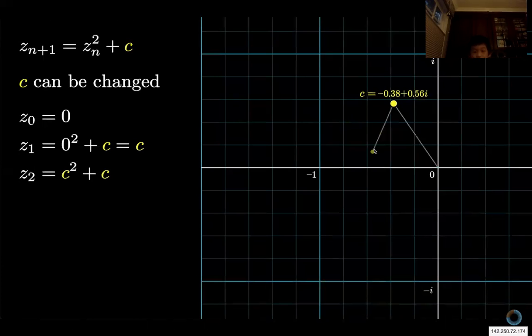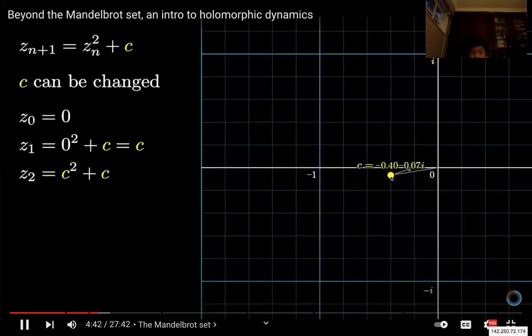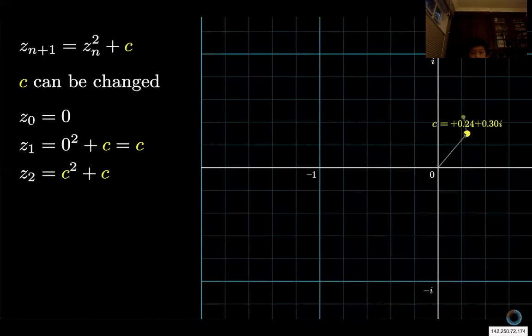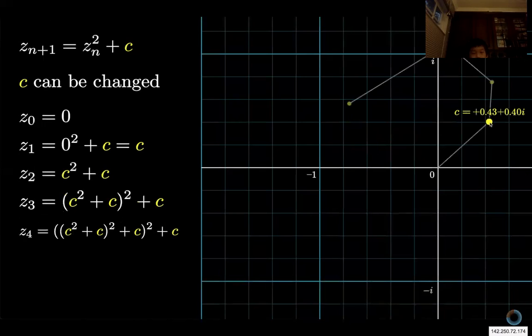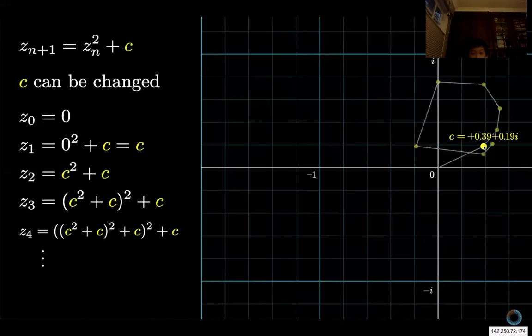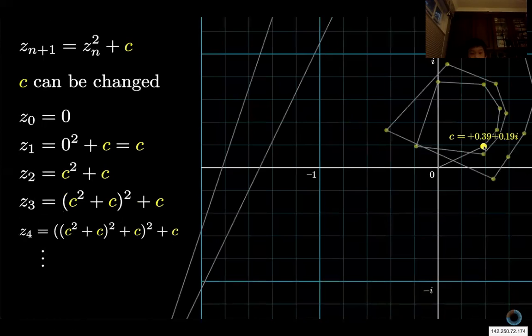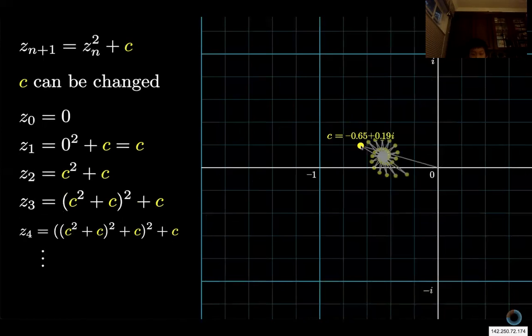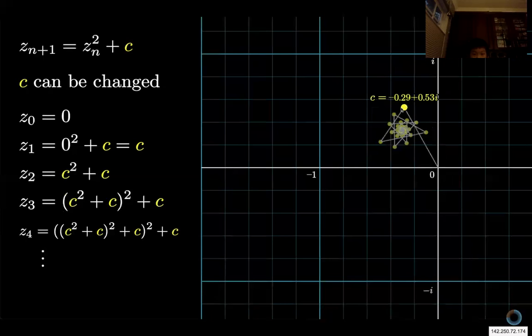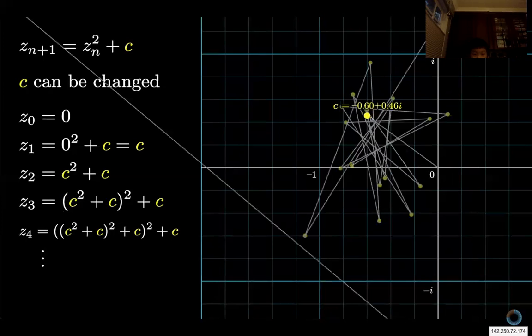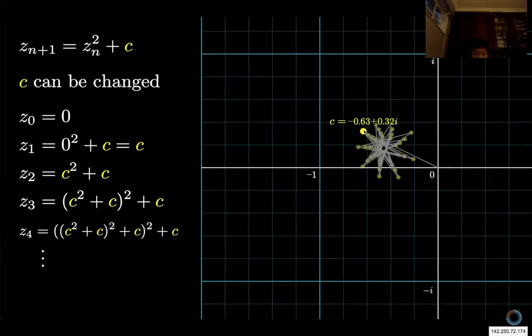And as I change around the value c here, you can see how the second value moves in lockstep. Then we can plug in that second value to get z3, and that third value to get z4, and continue on like this, visualizing our chain of values. So if I keep doing this many different times for the first many values, for some choices of c, this process remains bounded. You can still see it all on the screen. And other times, it looks like it blows up, and you can actually show that if it gets as big as 2, it'll blow up to infinity.